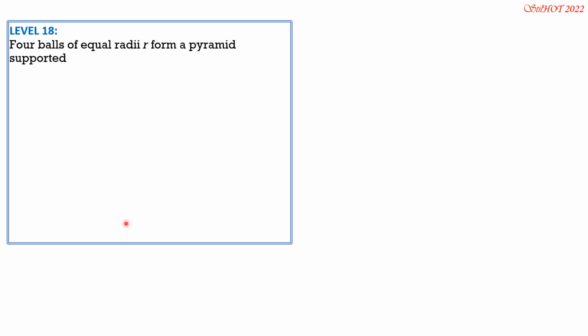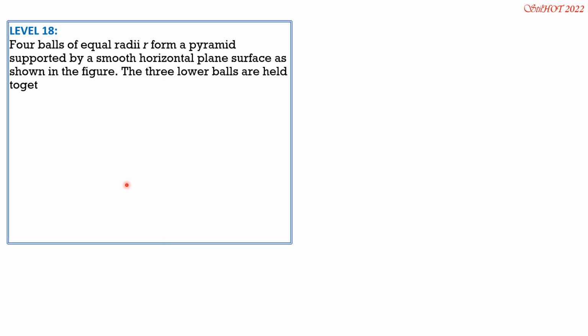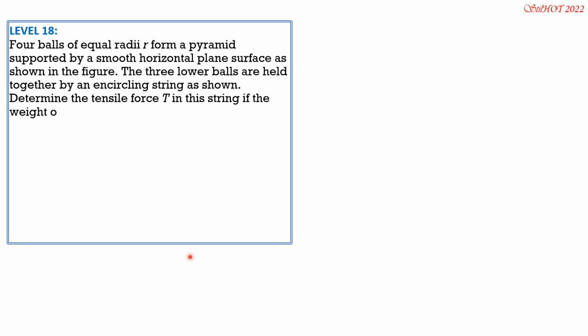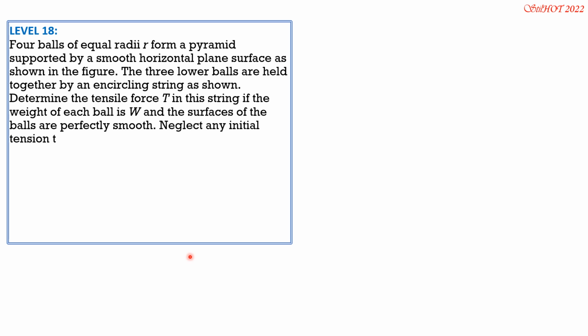Last problem: four balls of equal radii form a pyramid supported by a smooth horizontal plane surface as shown in the figure. The three lower balls are held together by an encircling string as shown. Determine the tensile force T in this string if the weight of each ball is W and the surfaces of the balls are perfectly smooth. Neglect any initial tension that may be in the string before the top ball is placed upon the other three.